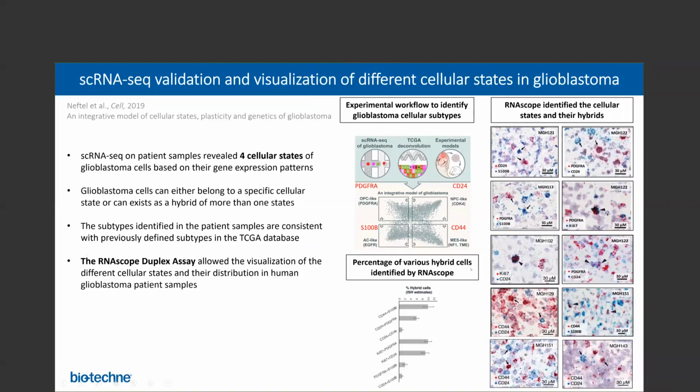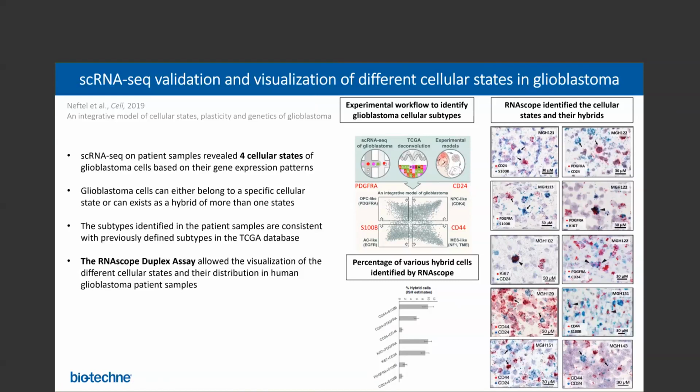But what they observed was some of these markers were co-localizing in some cells, indicating that some cells not only exist as a single cellular state, but can exist in a hybrid state and show expression patterns belonging to more than one cellular state. And this was a very interesting find because using RNAscope, they were actually able to validate that these hybrid cells exist by showing the co-localization of these markers that you see in the right-hand side panel. So this was a great example of how RNAscope was used as a validation tool for single-cell RNA sequencing. Next.